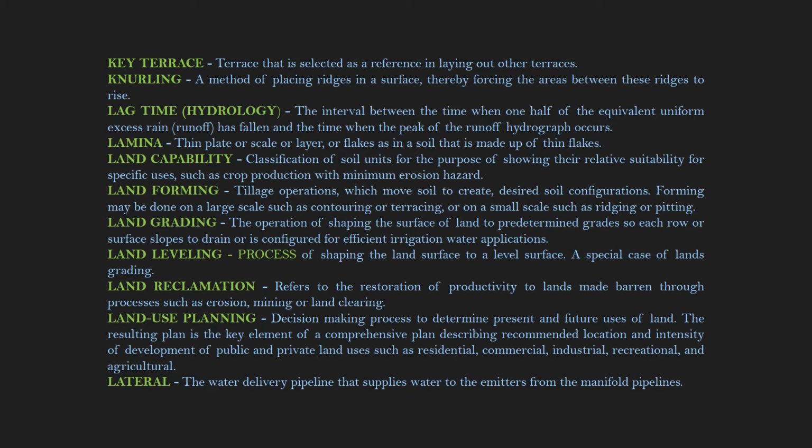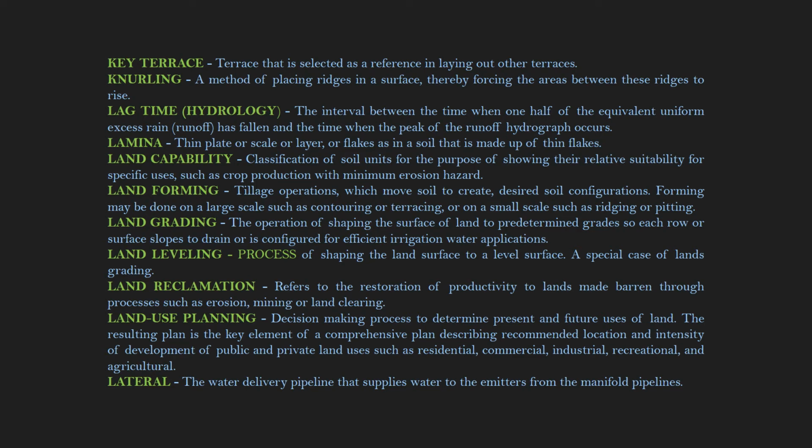Lamina: thin plate or scale or layer, or flakes in a soil that is made up of thin flakes. Land capability: classification of soil units for the purpose of showing their relative suitability for specific uses, such as crop production with minimum erosion hazard. Land forming: tillage operations which move soil to create desired soil configurations.